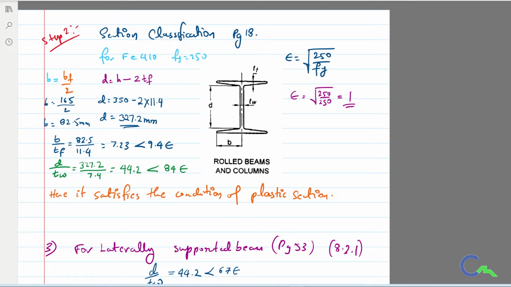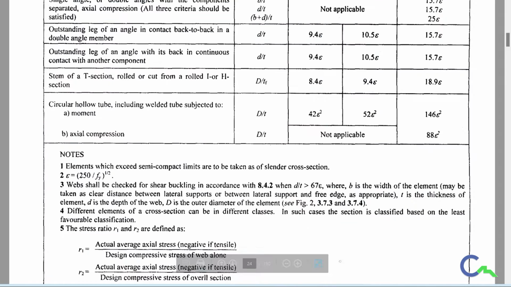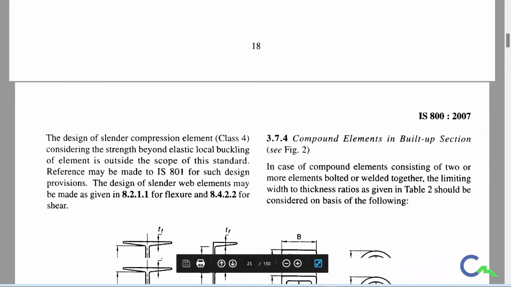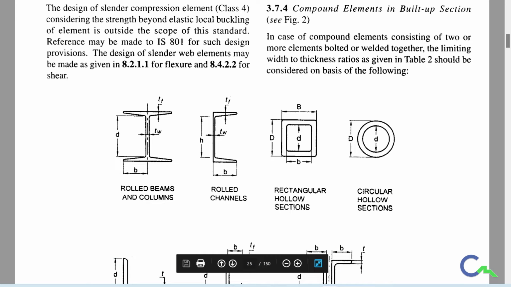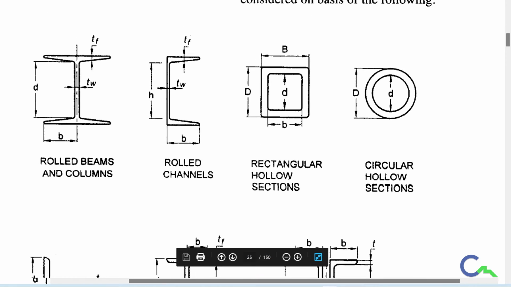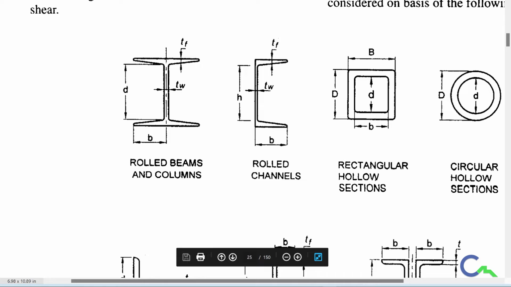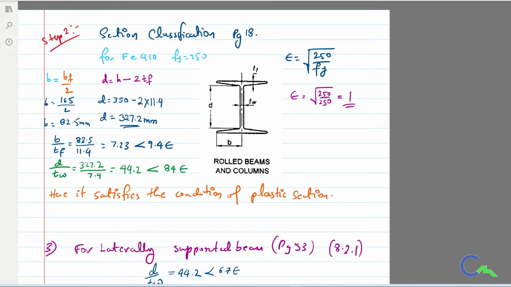Same thing we did here. While calculating, I have to calculate what B by TF is. So what is B? It is available in page number 19: how to calculate B and D for the rolled section. We have taken a rolled beam here. So B is nothing but the actual B divided by 2. Then we can see the D value here. It is nothing but the total depth H, from which two times the thickness of the flange we have to deduct. Same thing we did in this particular problem.